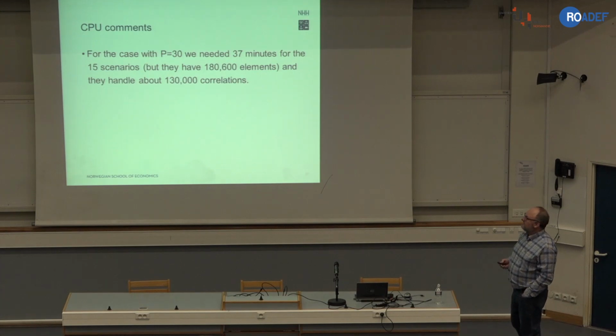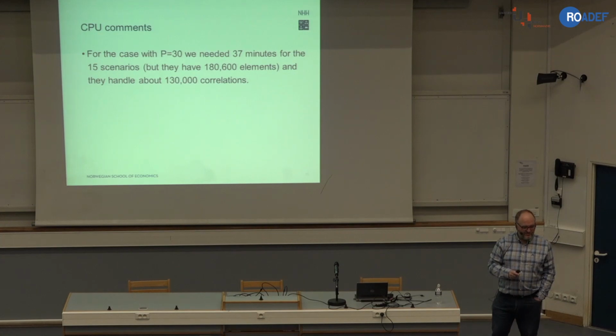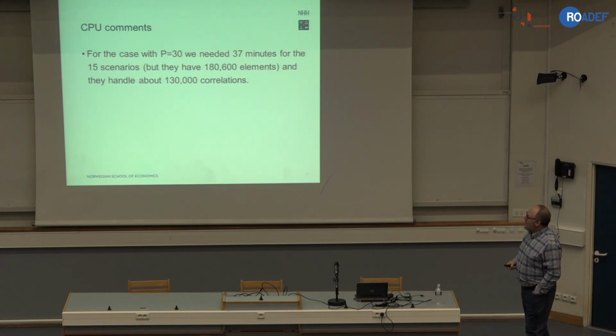CPU comments. For the case where p equals 30, this was the second largest, so this is 12,500 random variables. It took us 37 minutes on a normal laptop to calculate the scenarios. But remember, this is offline. And this doesn't change as long as the map doesn't change, or the traffic conditions change in a systematic way. So this is an offline calculation. After all, they have 180,000 elements, and they handle about 130,000 correlations, so it's not that small.